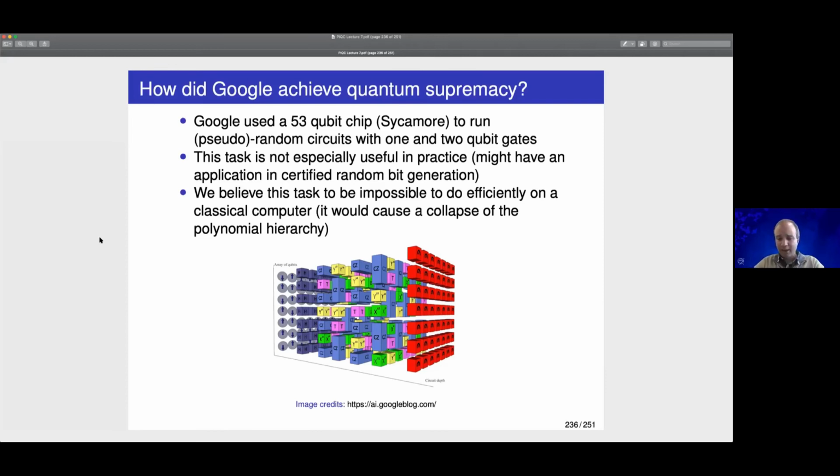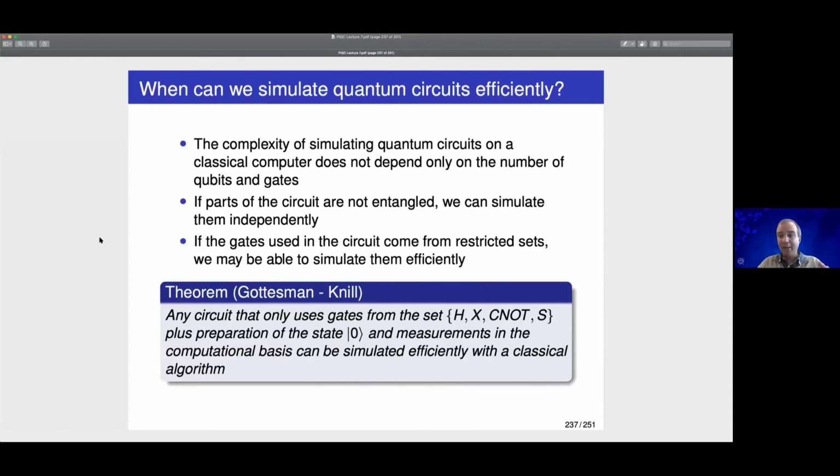Okay, so as I was mentioning, what Google did was to run these circuits, and it has been proved that we don't expect to be able to find a classical algorithm that is efficient for running these random circuits, and then check whether they were in fact sampling from the expected distribution that you would have if you had a perfectly working quantum computer.